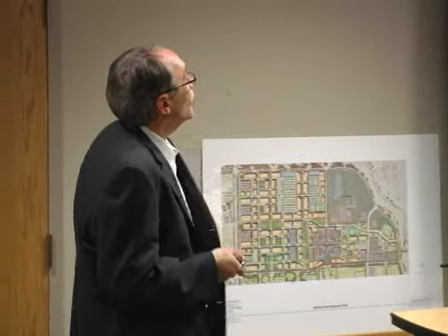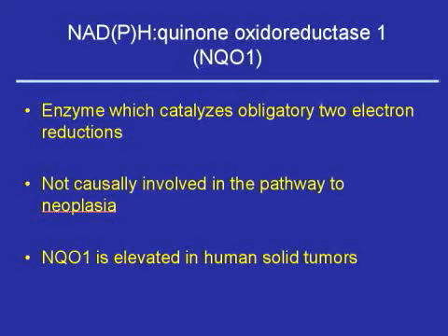A little bit about NQO1 before we get into this. As I said, it's an enzyme. It's an obligatory 2-electron reductase which catalyzes quinones to hydroquinones. That's why it's called a quinone reductase. I just wanted to make the point that it's not causally involved in the pathway to neoplasia, not like HSP90 is, for example.